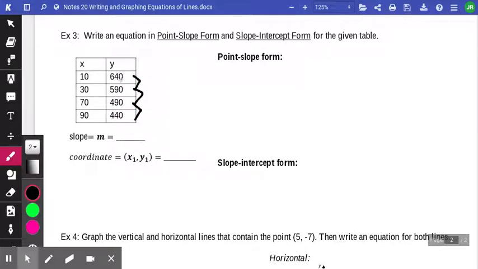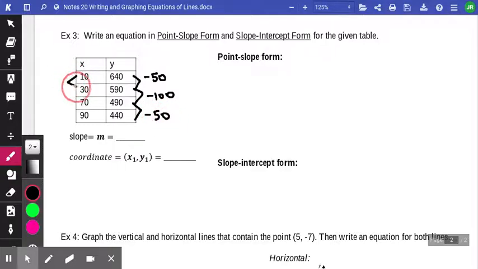So from 640 to 590, we're going down by 50. From 590 to 490, we're going down by 100. From 490 to 440, we're going down by 50.